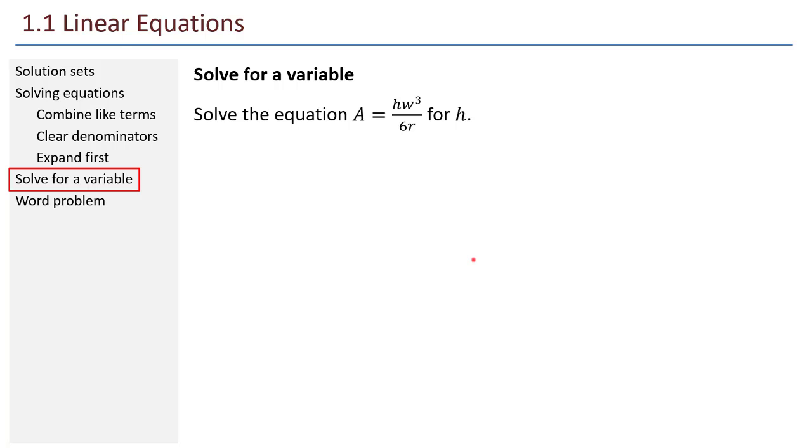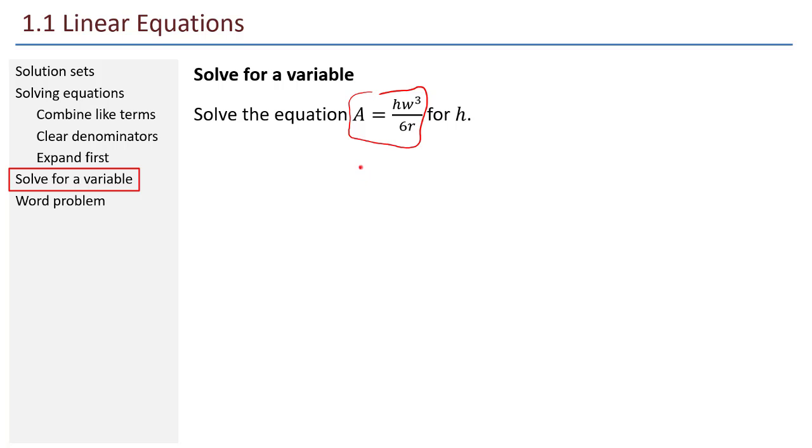Sometimes problems ask us not to solve just for x with a bunch of numbers around, but to solve for some particular variable. Consider this expression, a equals hw cubed over 6r. So maybe this is some formula for some special use, but we want to solve for h. What that means is, if I solve for something, it means I want to get that variable by itself on one side of the equation.